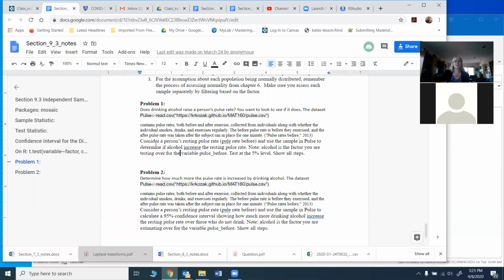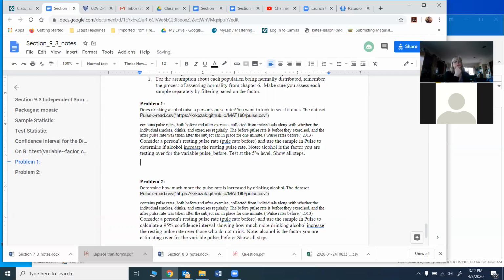And so now my question is, is this one sample or two? I've got to figure that part out. We're going to be looking at whether alcohol affects the pulse rate before the exercise. So we want to know if alcohol affects your resting pulse rate. What do you suppose I have to do to be able to answer that question? What do you suppose I would need to do?